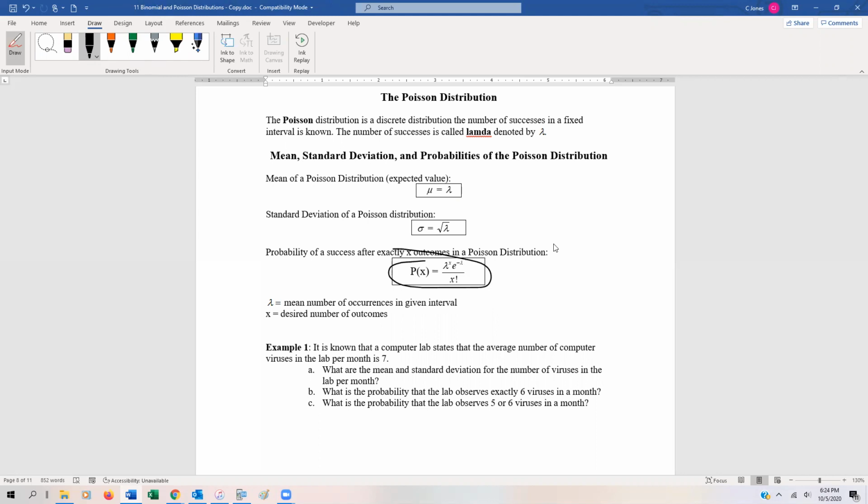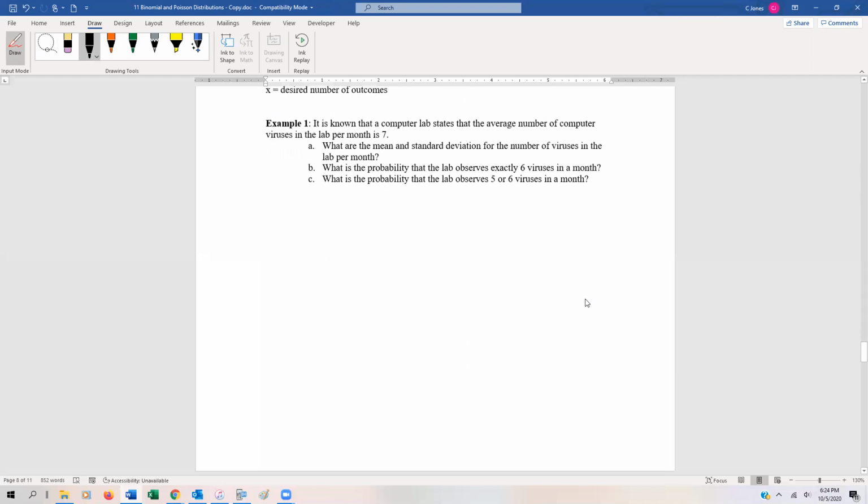X is the number of successes. We know what a factorial is; we talked about that a little bit earlier. E is going to be a calculator button. E is really just the natural exponential base, but for our purposes, we're just going to utilize it as a calculator button in this course. So let's take a look at some example problems. This is really easy stuff.